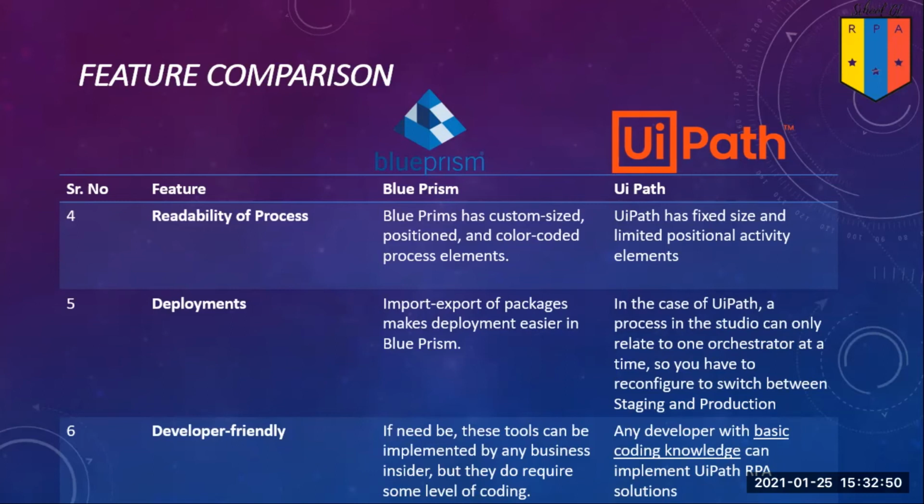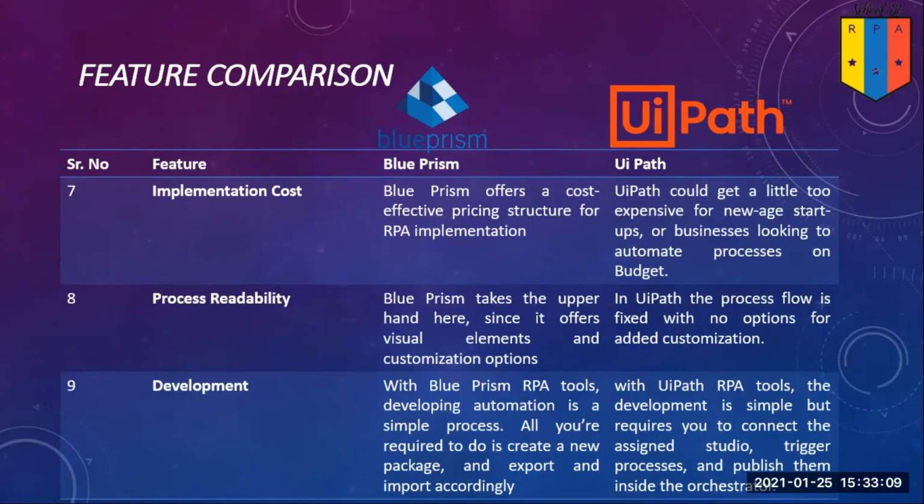Developer friendly. Now, if need be, the Blueprism tool can be implemented by any business insider, but they do require some level of coding. Whereas with UiPath, any developer with basic coding knowledge can implement a UiPath RPA solution. Implementation cost. Now, Blueprism offers a cost-effective pricing structure for RPA implementation, whereas UiPath could get a little too expensive for new age startups or businesses looking to automate processes on a budget.